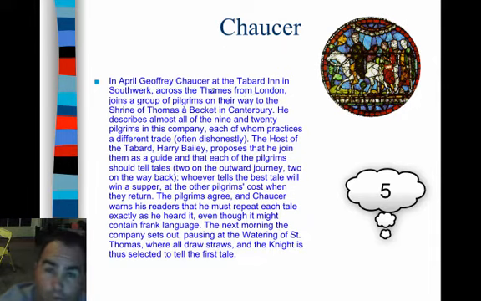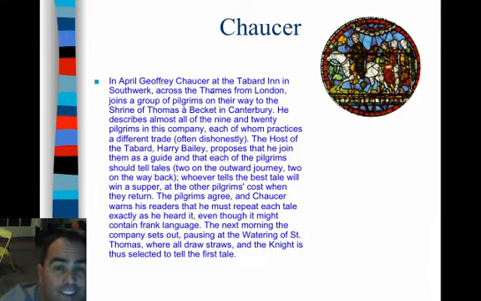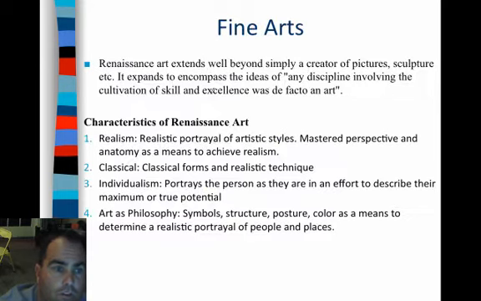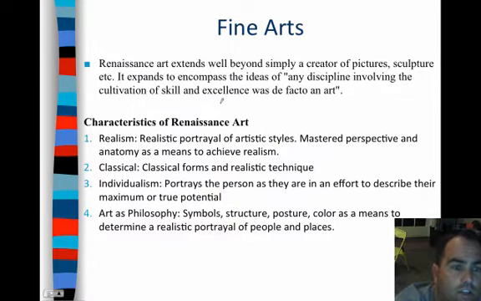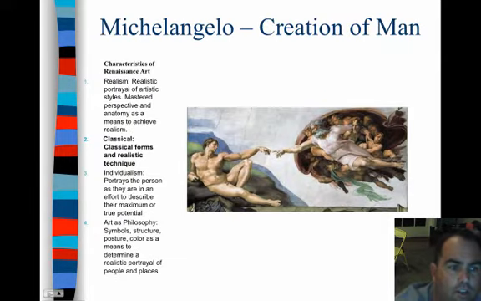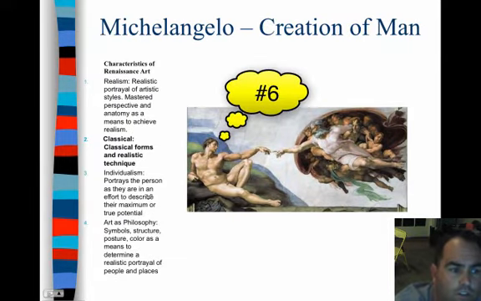So part number one of this video is the idea that it's not only paintings and sculpture, it's also going to move to written word and literature. In fine art, it's, again, realism, classical, individual. We already talked about that. You got Michelangelo. Notice how realistic it is.